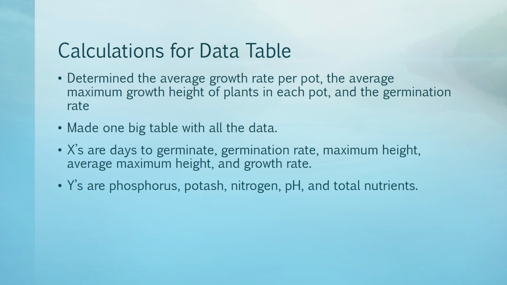The x's would be days to germinate, germination rate, maximum height, average maximum height, and growth rate. The y's would be phosphorus, potash, nitrogen, pH, and total nutrients. So for each graph, I needed to make a graph comparing the y's to each of the x's. After analyzing my data, I came up with a conclusion.